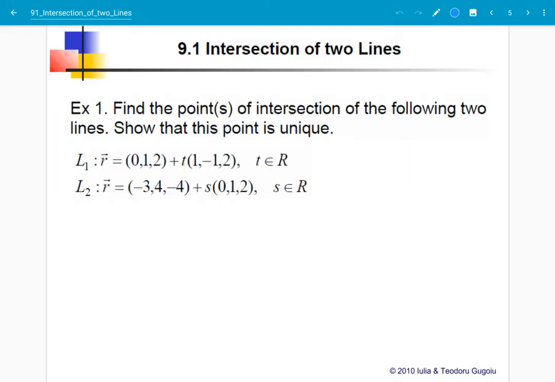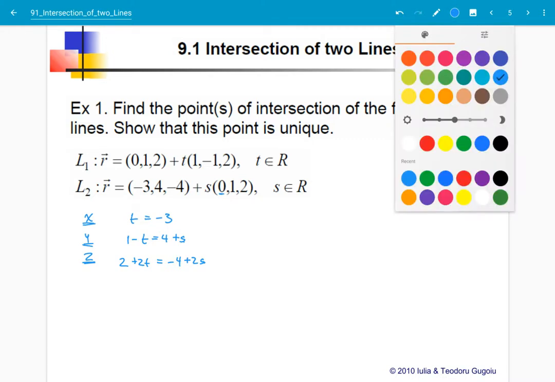All right. So here's an example of that. Let's do the x components, the y components, and the z components. 0 plus, well, I don't have to write that. t is equal to negative 3. Oh, because it's 0s. Okay, so we have t right away. For y, we have 1 minus t is equal to 4 plus s. And we have 2 plus 2t is equal to negative 4 plus 2s.